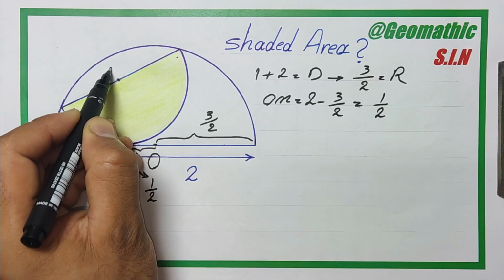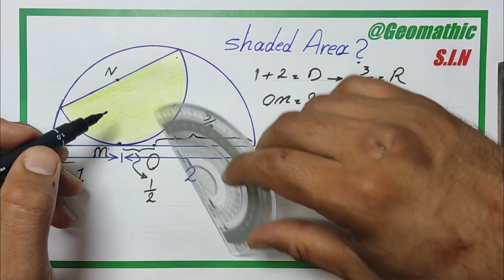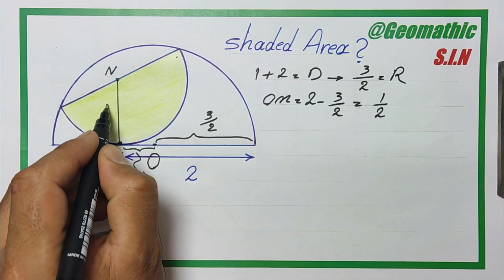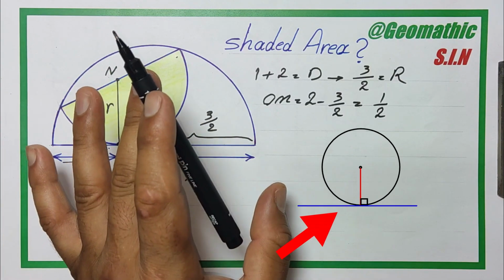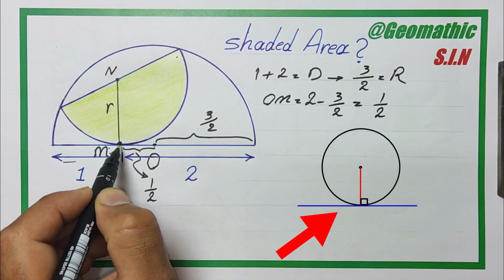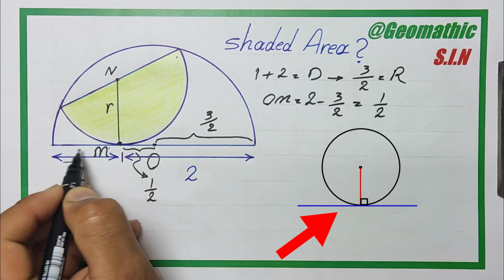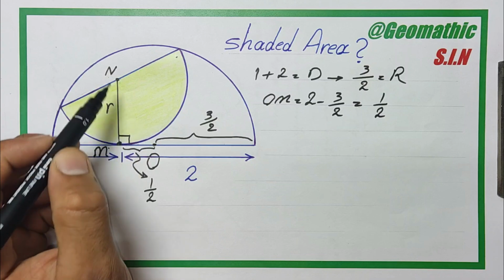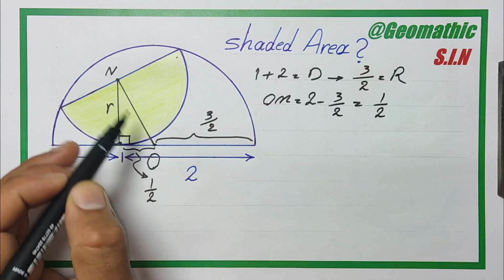Now let N be the center of the smaller semicircle and connect M to N. Since NM is the radius of the smaller semicircle, and a radius is always perpendicular to the tangent line at the point of tangency, NM must be perpendicular to this line, which is the diameter of the larger semicircle. By connecting O to N, we create a right triangle ONM.